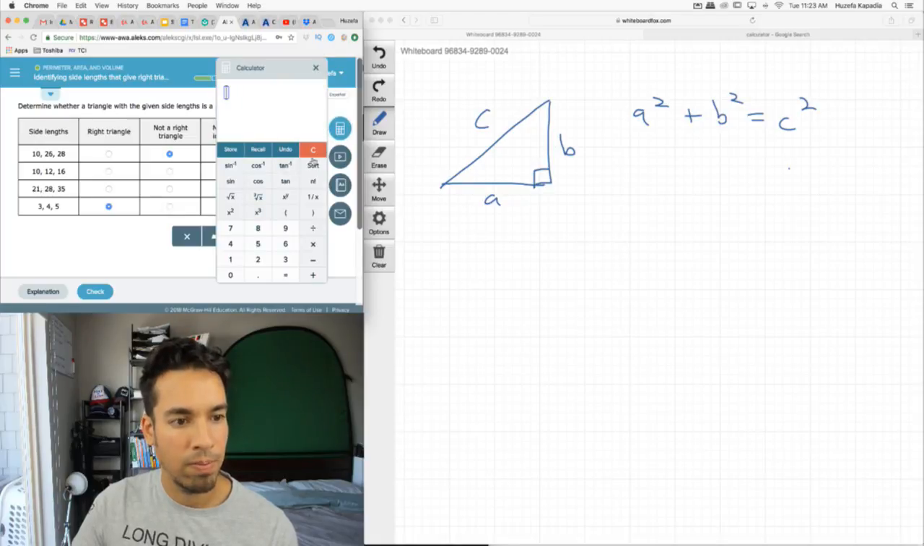10, 12, 16. 10 squared plus 12 squared equals 244. 16 squared is 256. They're not equal, not a right triangle. And last, 21 squared plus 28 squared equals 1225. And let's see what 35 squared is. 1225, it's a right triangle.